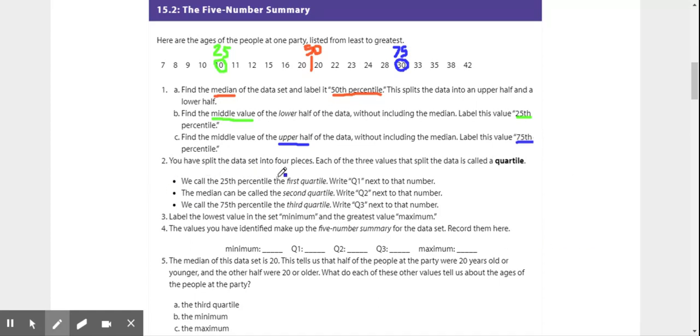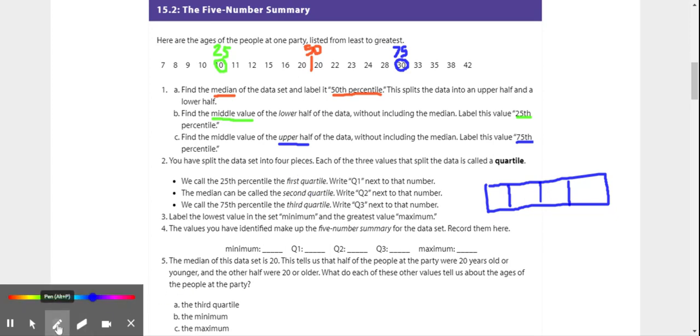It says you have split the data into 4 pieces. Each of the 3 values that split the data is called a quartile. Again, like quarter and quartile, think about a whole piece of information broken into fourths. That's what we're talking about with our quartile. We call the 25th percentile the first quartile. So going back to that green, we're going to call that Q1.